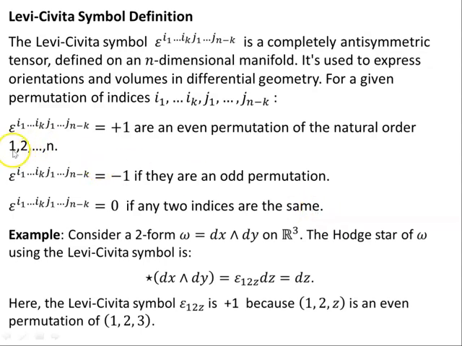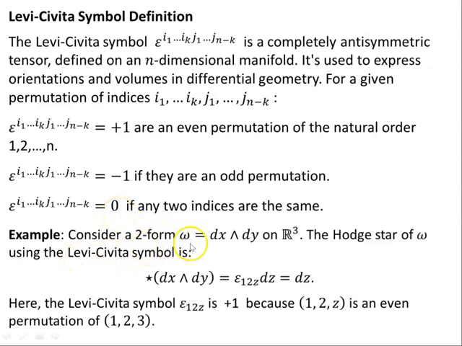So talking about 1, 2, 3, 4, all the way up to n, an even permutation of those numbers will give you plus 1. An odd permutation of that list of numbers will give you minus 1, and 0 if any two indices or more are the same.